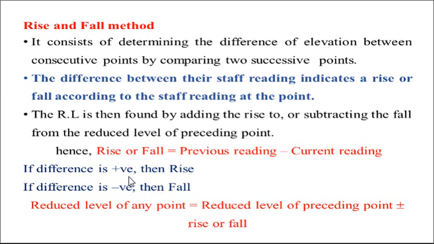If the difference is positive, then it is called a rise, and if the difference is negative, then it is called a fall. Then the reduced level of any point is calculated. Reduced level of any point is equal to reduced level of previous point plus or minus rise or fall. If there is a rise, then we have to use the plus sign, and if there is a fall, then we have to use the negative sign.